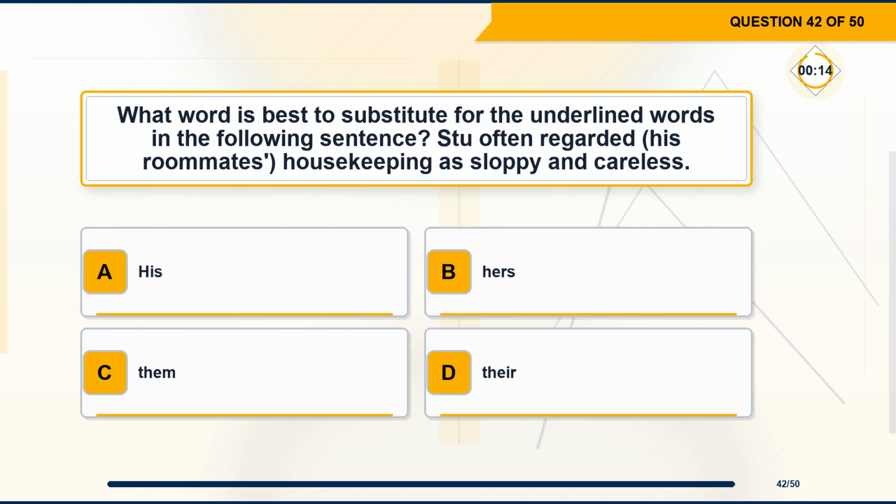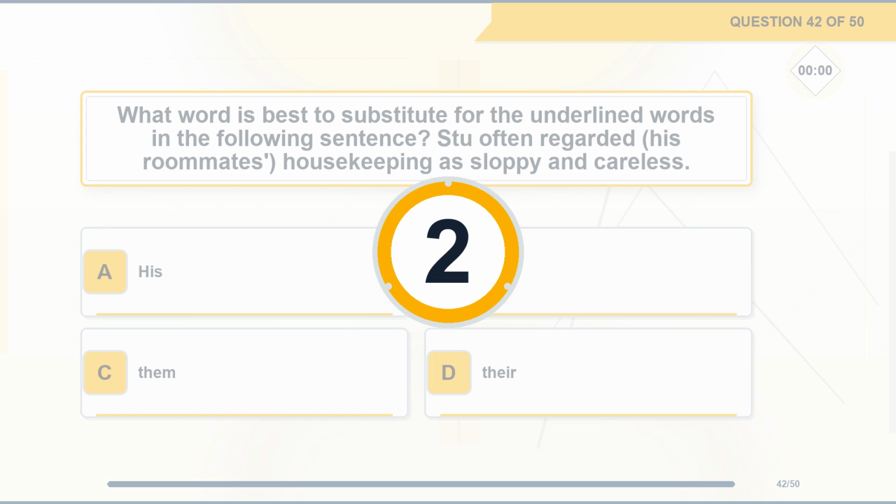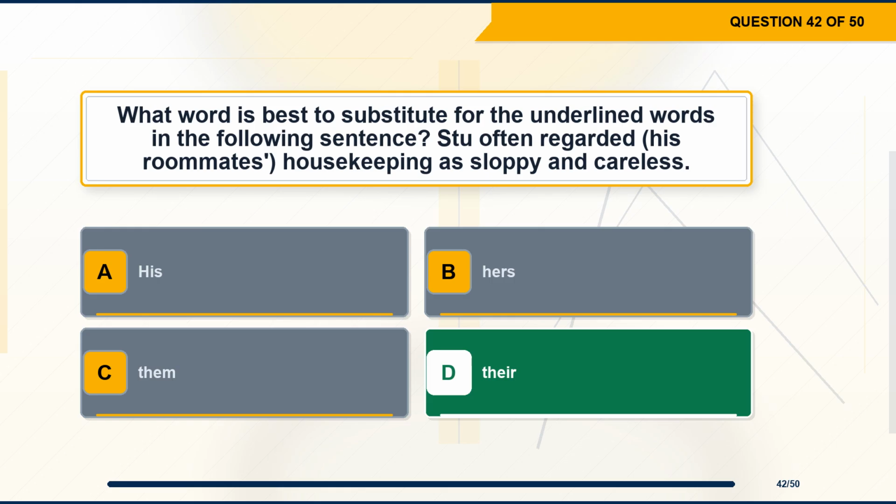Question 42. What word is best to substitute for the underlined words in the following sentence? Stu often regarded his roommates' housekeeping as sloppy and careless. Option A, his. Option B, hers. Option C, them. Option D, their. The correct answer is option D, their.